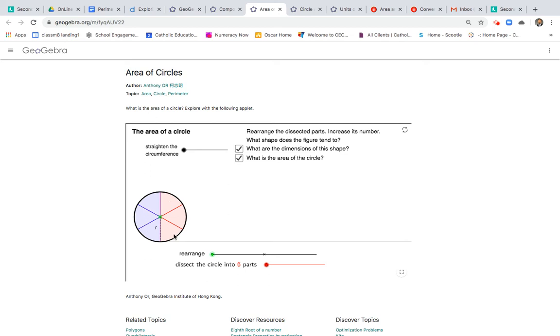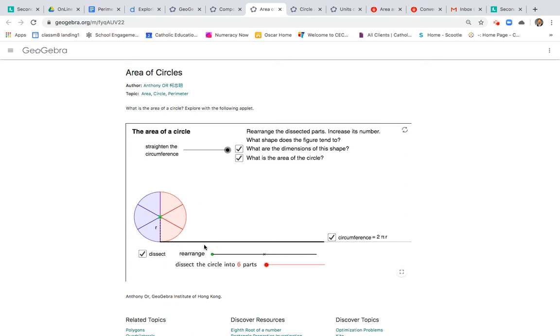What we've got here is a circle divided into 6 parts. We could divide it into more parts if we wanted, but we're going to start with 6 so we can see what happens. The first thing we're going to do is straighten out this circumference. Here's the circumference of the circle. Let's straighten it out, and see what happens as it flies down here. There it is, 2 pi r. We should have known it was going to come out to be 2 pi r. That's the circumference of a circle.